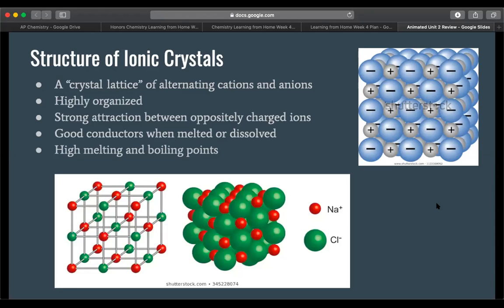Because of their strong attraction, they have incredibly high melting and boiling points. So this is how you can remember: if you put sugar, which is a covalently bonded molecule, in a pan, you can melt it on the stove. But if you put salt in a pan, you are not going to be able to melt it on a stove. You will damage your pot before you start melting the salt, which is kind of funny.